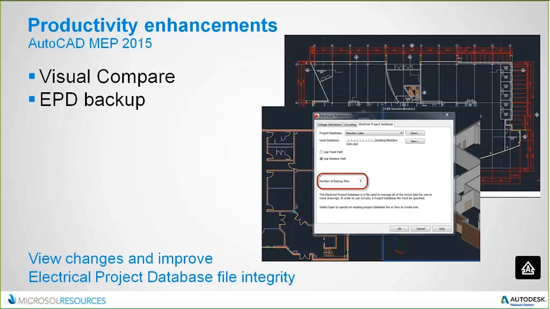And then as far as the visual compare is concerned, that's a tool that's going to allow you to compare a previous file with an existing file, or a new file with a previous file. A lot of new system variables were added that give you the ability to set the color for the new geometry when you're comparing, so when you're comparing files from one drawing file to another, you can see what's changed going forward.